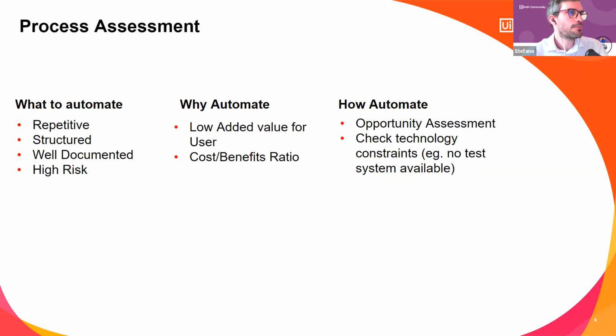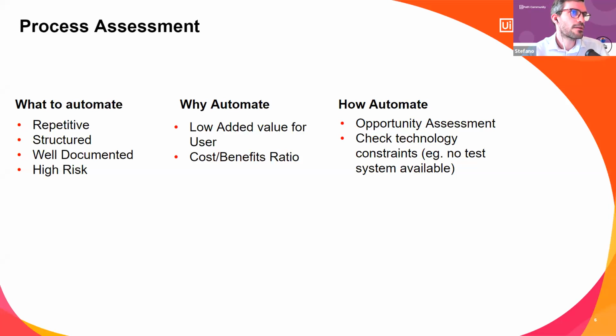And finally, how to automate this process during the assessment. We can provide an opportunity assessment, so we can perform a point-value type of scoring for the processes, and at the end of the assessment, every process will have an evaluation. Based on this evaluation, we will decide which processes we will automate and which we won't automate.